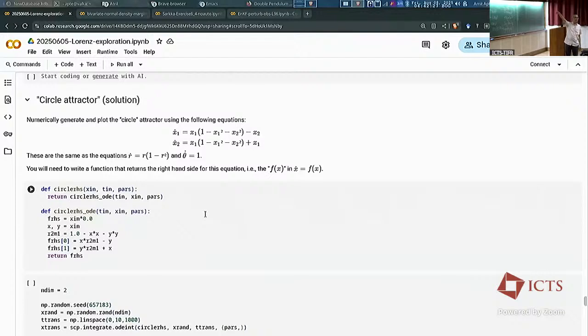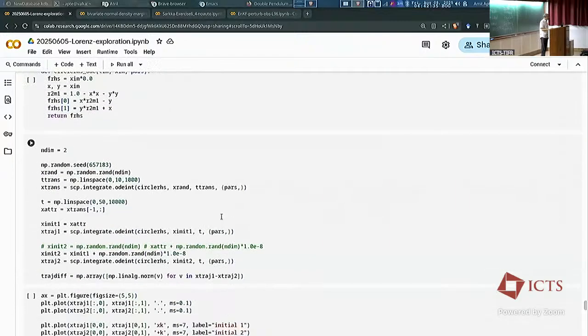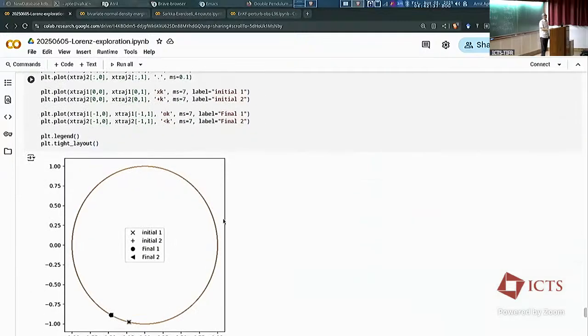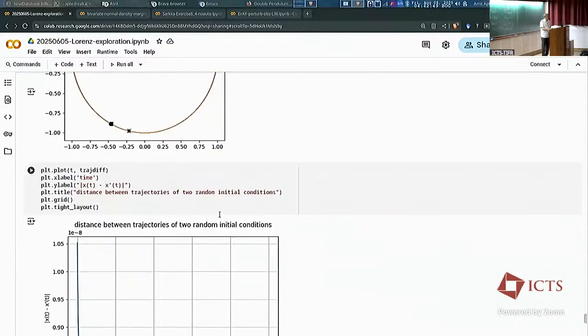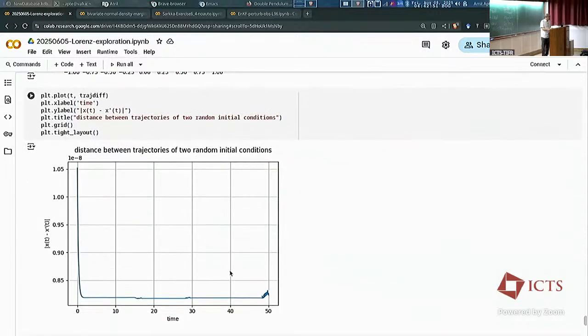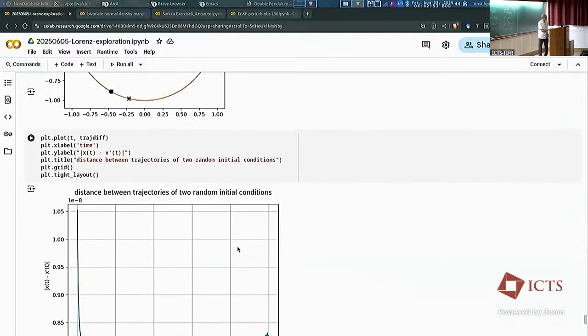So the equations are written over there, differential equations, and the solutions for all initial conditions eventually approach a circle. That's a property of this system. So the attractor in this case is this circle, essentially like a simple harmonic oscillator. And then the same thing if you repeat the same thing, this is what happens.